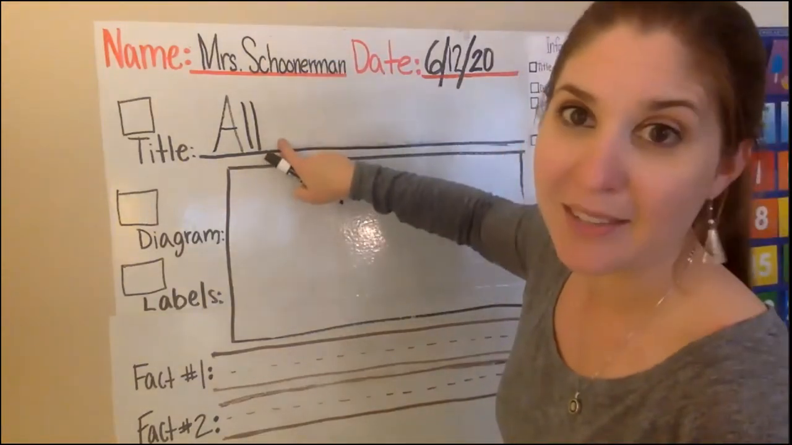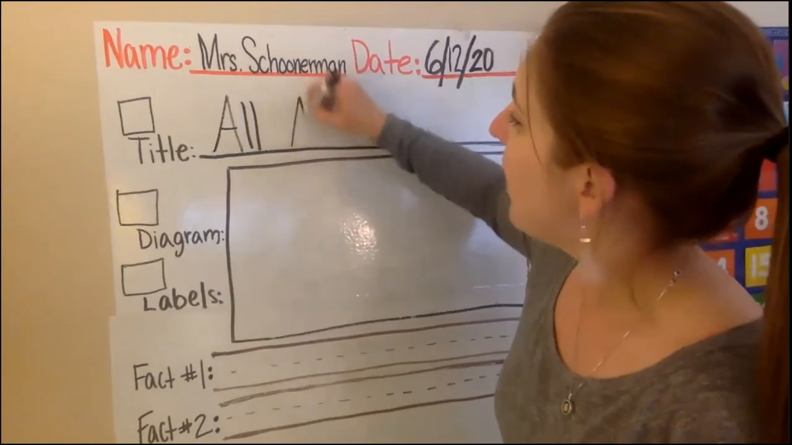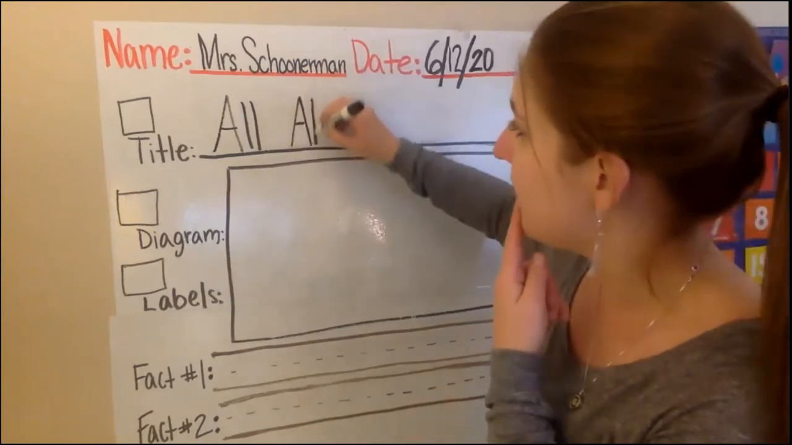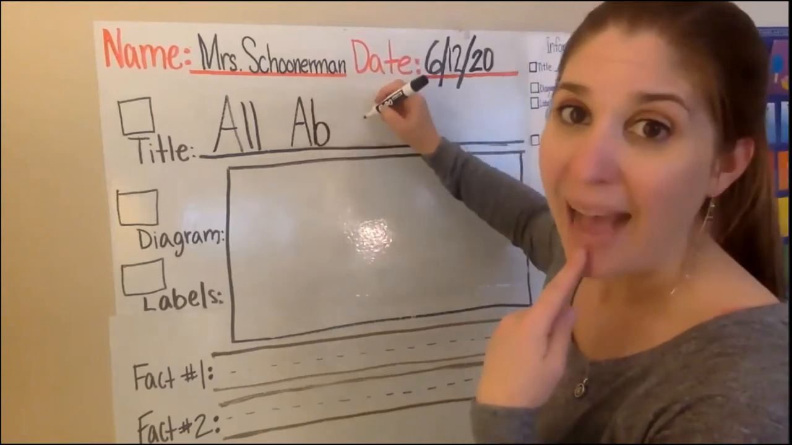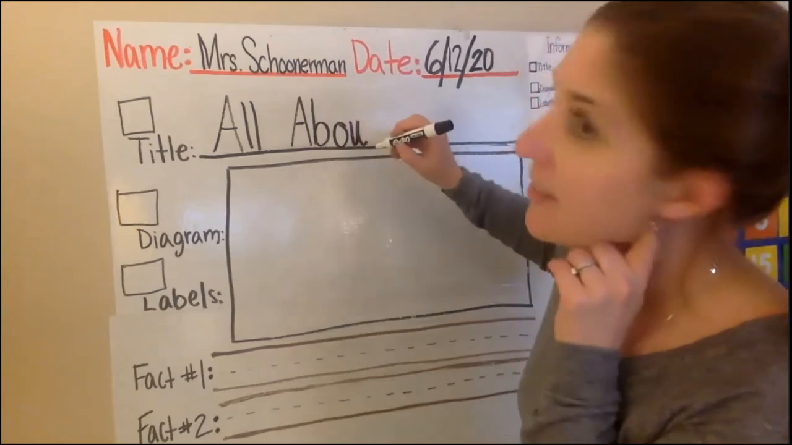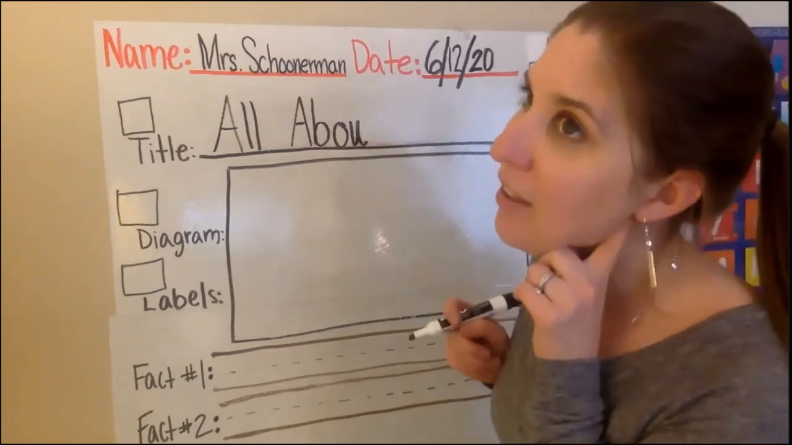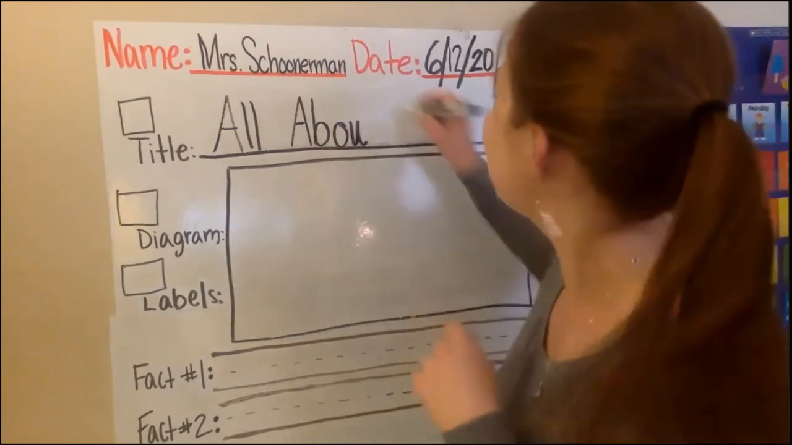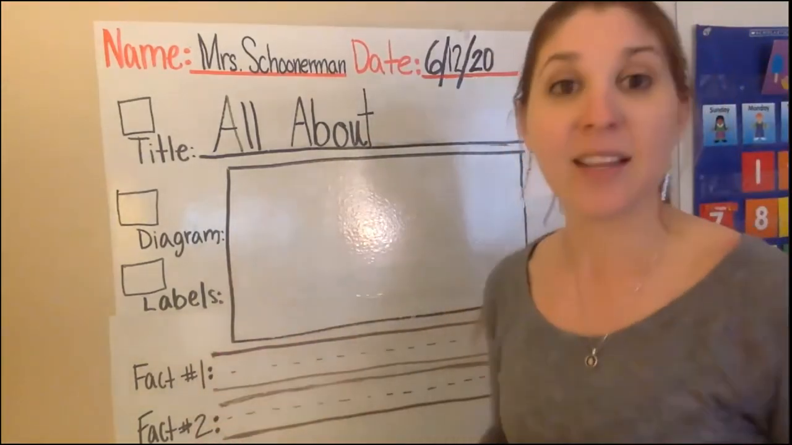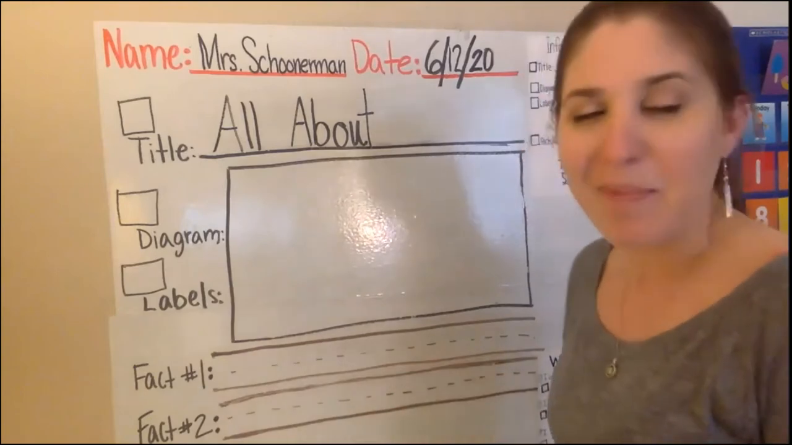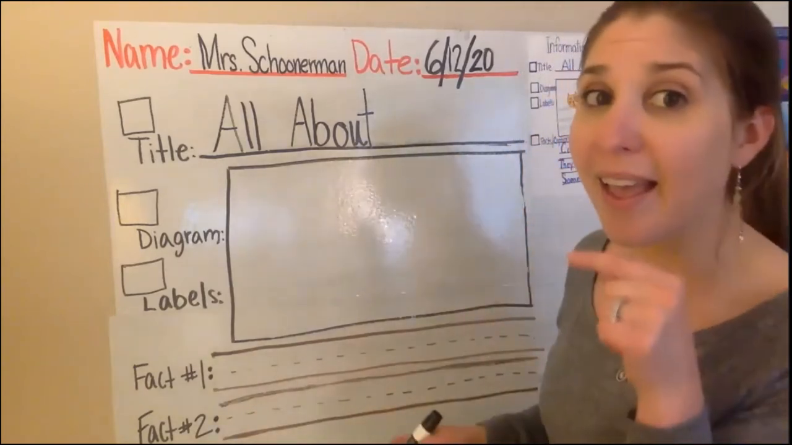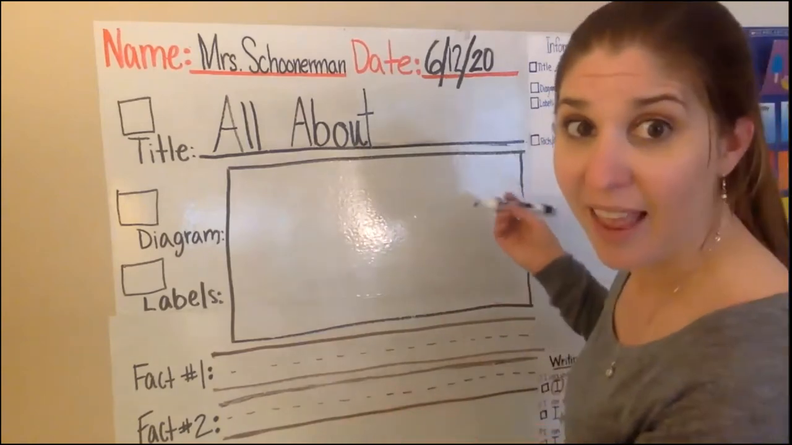Leave a finger space. About, B, A-B-O-U. Last sound in the word about. T, yes. All about elephants. I bet you know what the word elephant starts with. E, elephant, yes.